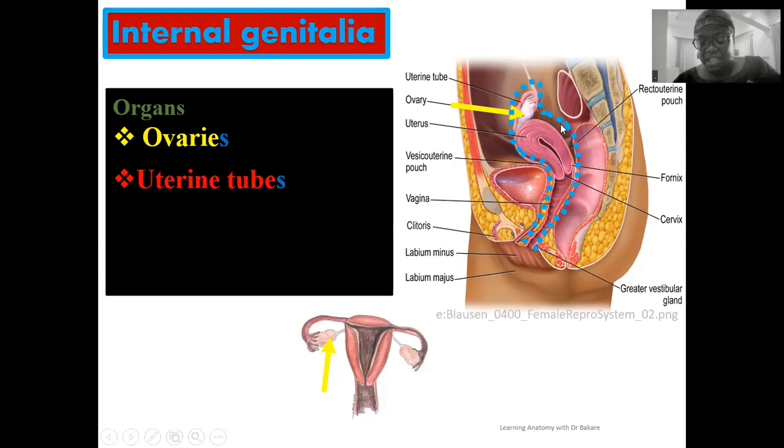If you look at this image up here, this is where we have the uterine tube arrowed in red. The uterine tubes are also two in number. If you look at this lower image here, this is where we have the uterine tube arrowed in red. We have one on this side and one on the other side. The uterine tubes, as we said, are extensions from the uterus, and what they do is create a site for fertilization.